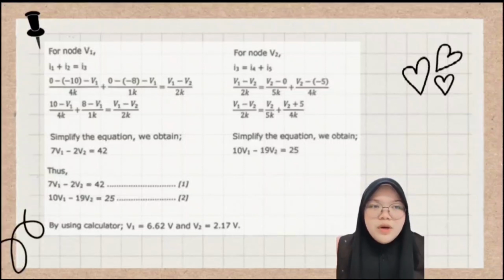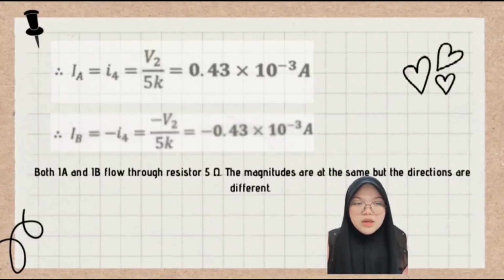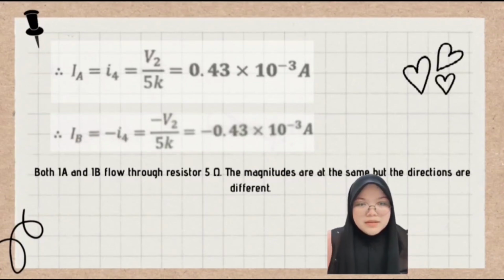Then we simplify the equation. We obtain 7V1 minus 2V2 equals 42 for equation 1. Then we simplify the equation 2. We obtain 10V1 minus 19V2 equals 25 for equation 2. By using calculator, V1 equals 6.62 volt and V2 equals 2.17 volt. Then we got IA equals I4 equals V2 over 5K, which equals 0.43 milliampere. For IB equals negative I4 equals negative V2 over 5K, we got negative 0.43 milliampere.